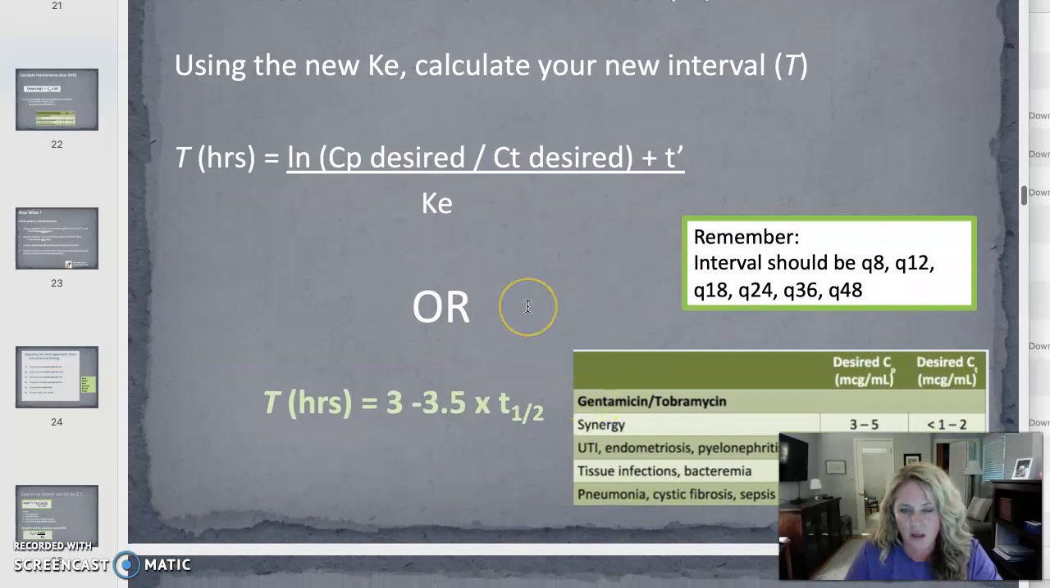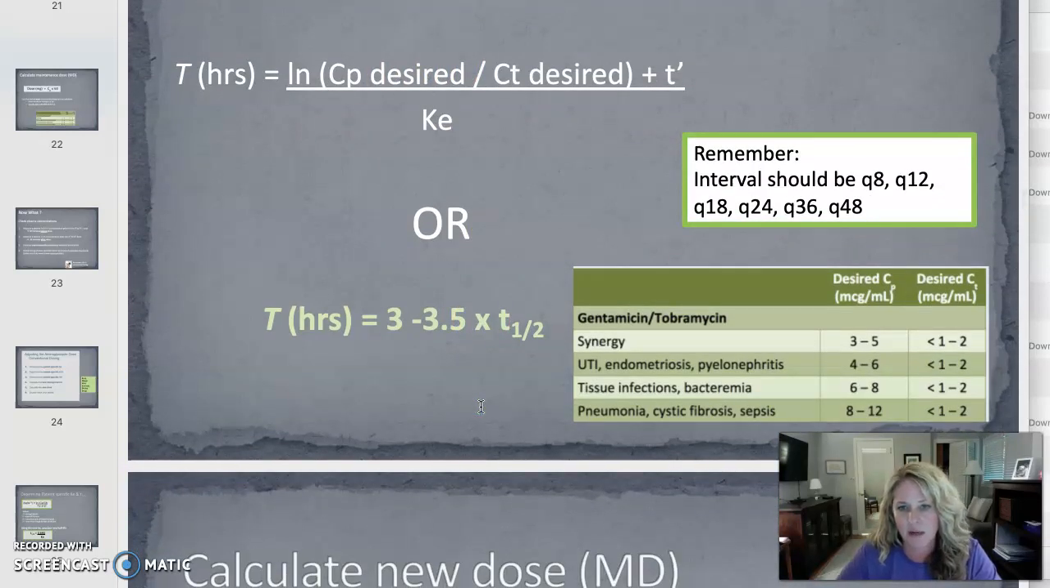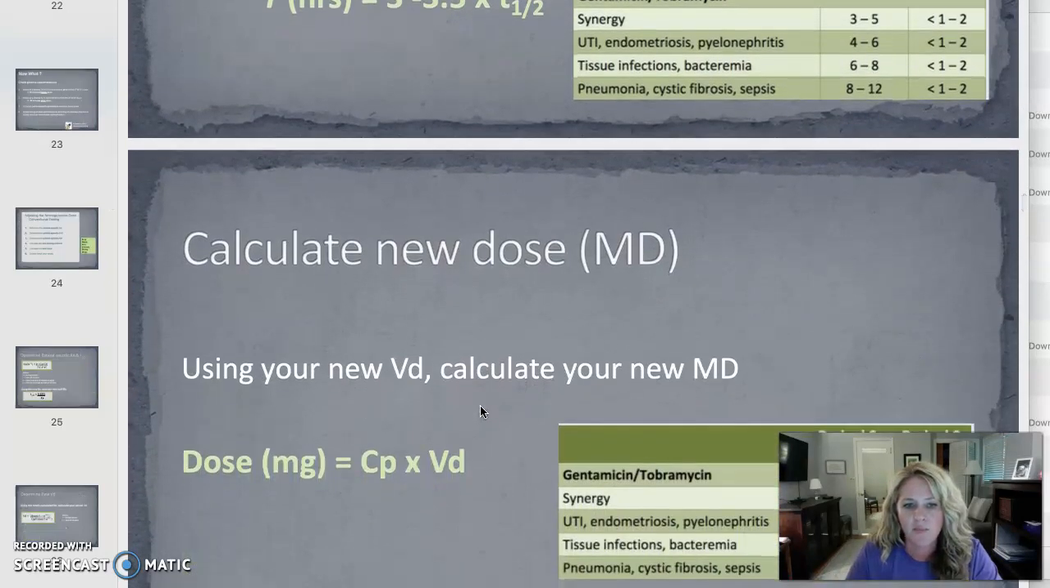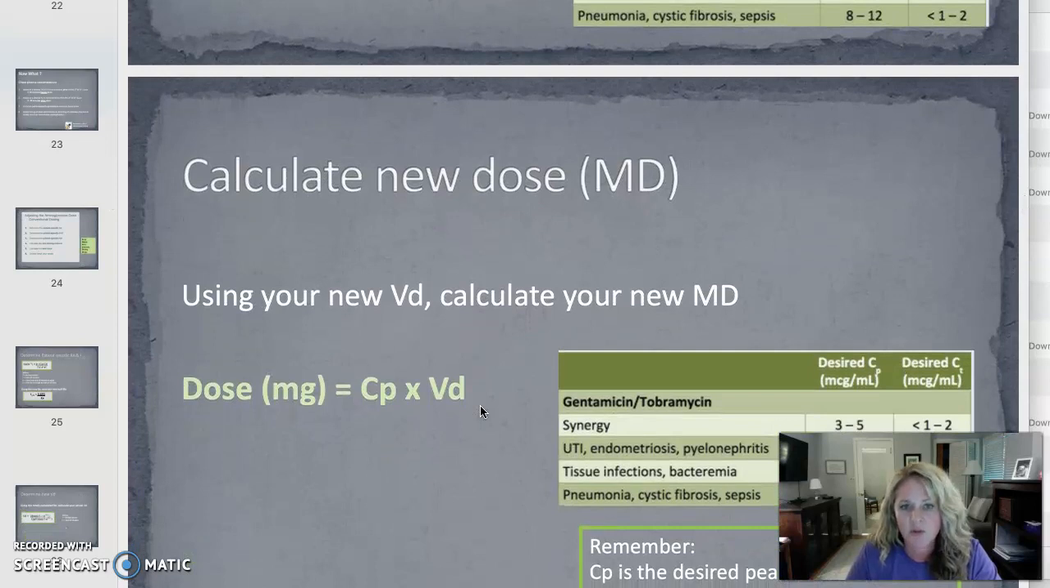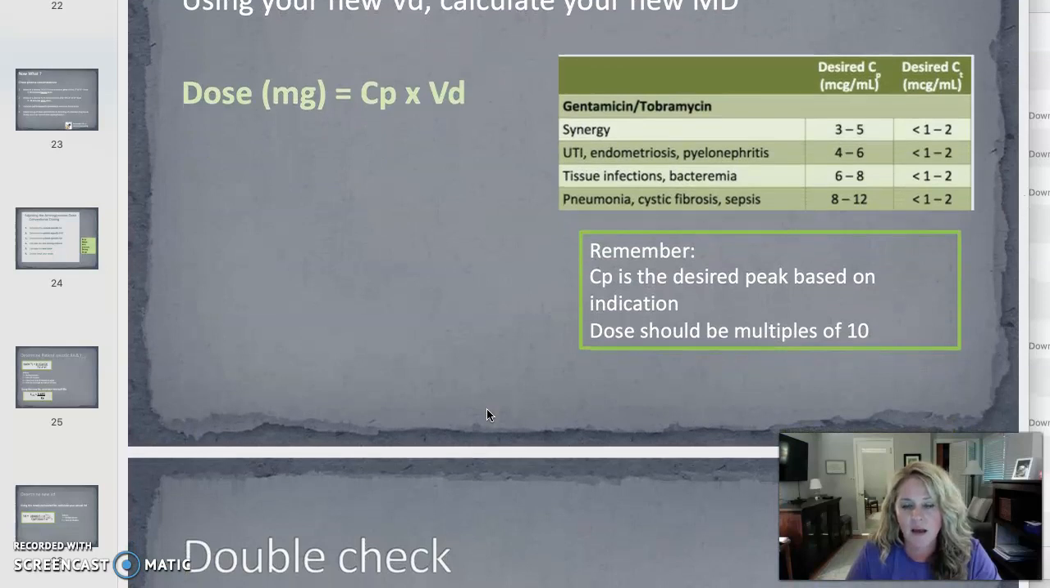Once you get your volume of distribution, again, we're going to look at a new dosing interval. Based on our new specific KE, you can use this formula, or you can take the half-life times 3 to 3.5, and that'll give you your new dosing interval. To get the new maintenance dose, we use the volume of distribution that we just calculated and our desired peak times that volume of distribution, and that will give you the new dose. And remember that the peak level is based on indication, so it depends on what kind of disease we're treating.